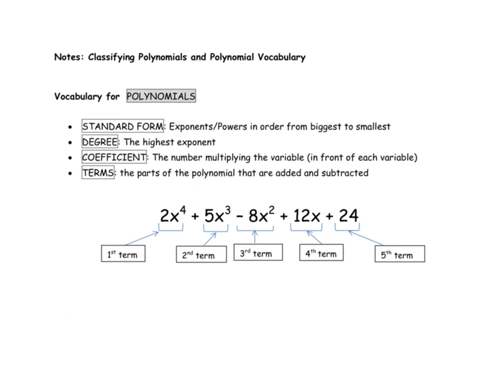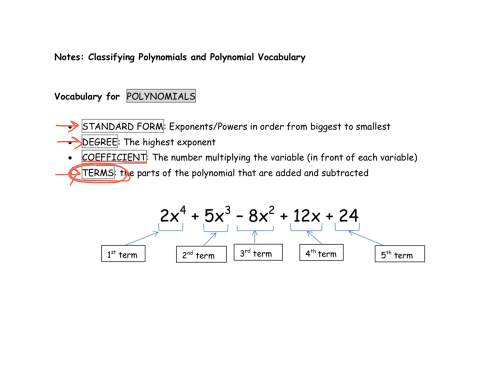Our notes today are going to be on classifying polynomials and using polynomial vocabulary appropriately. The first thing we're going to learn is how to write a polynomial in standard form. We will then classify by degree and number of terms, and we will also know what the coefficients are of each term. So let's first talk about terms.